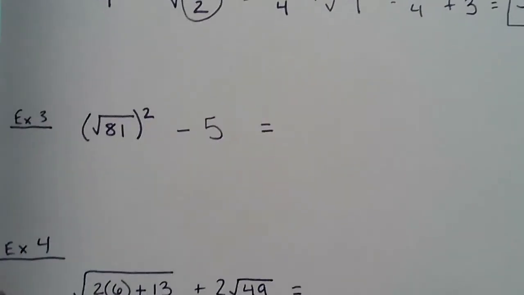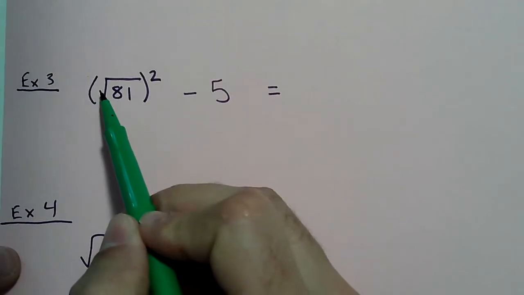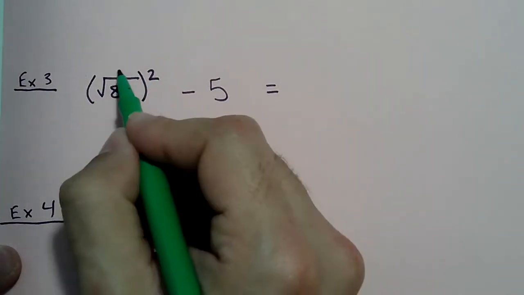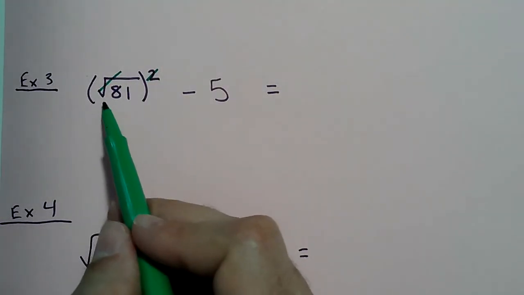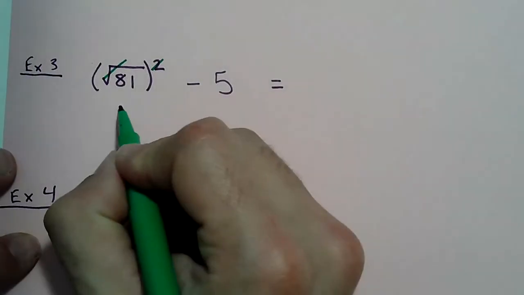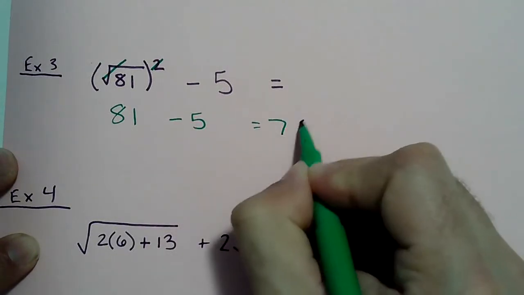Example 3. The square root of 81 squared minus 5. If you recall from the last video, square rooting and squaring undo one another. So if I square root something, but then I square it, I end up canceling each other out. And think about the square root of 81 is 9. 9 squared, 81. So this leaves me with 81 minus 5, which equals 76.